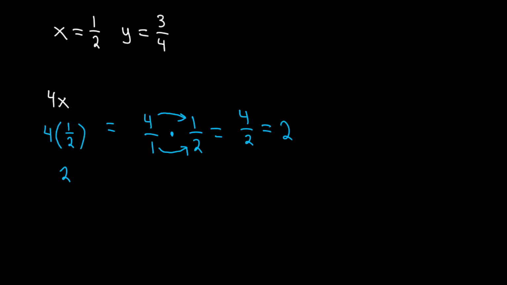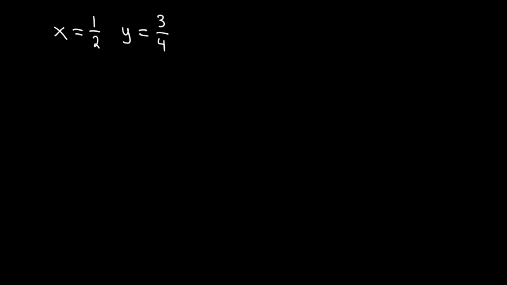We'll do one more of these refreshers, and then we'll get into some two variable expressions. This time we're asked what is 4 times y? Again, we just plug y in instead of the x this time. 4 times 3/4. Or in other words, what is 3/4 of 4? And it's 3.